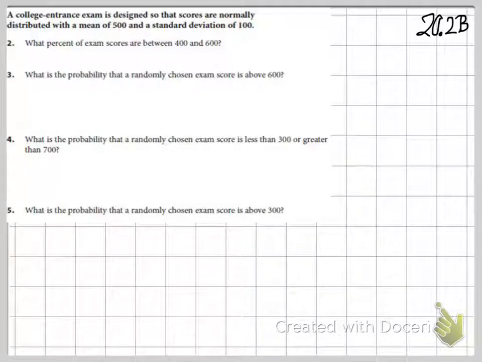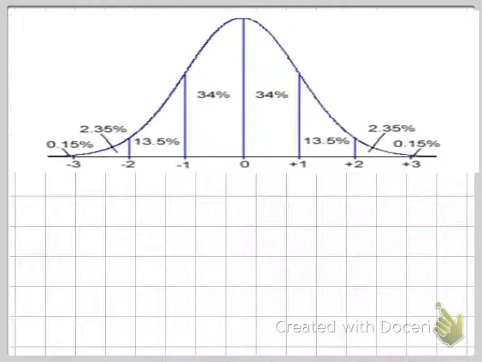We're talking about a college entrance exam designed so the scores are normally distributed with a mean of 500 and a standard deviation of 100. I'm going to fill in the curve before I even look at any of these questions. The mean was 500, and the mean always goes in the center. And the standard deviation is 100. Standard deviation jumps us up for each space here.